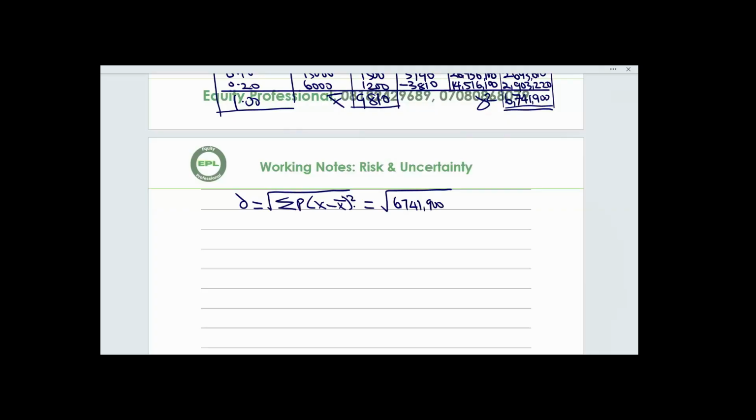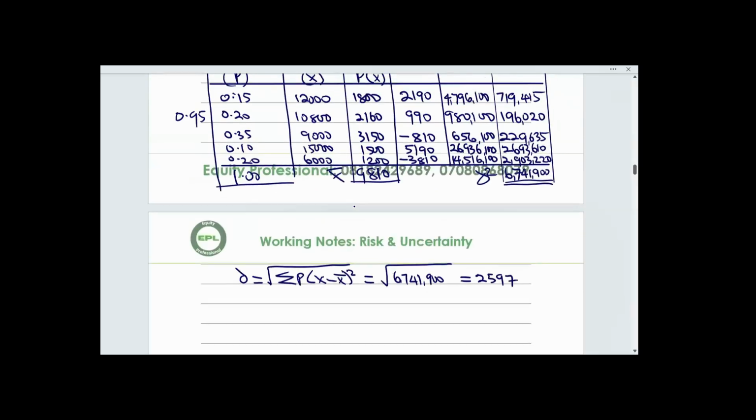So our variance is 6,741,900. When you put it in your calculator and press the square root, we have 2,596.52, that's 2,597. So that's the standard deviation.